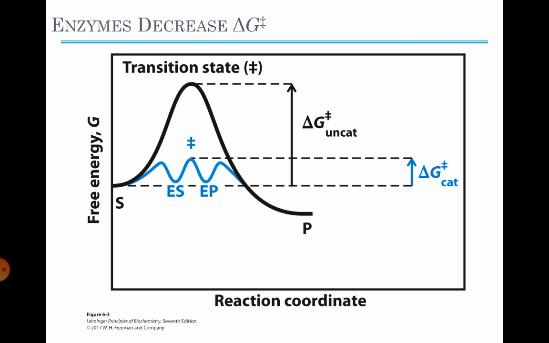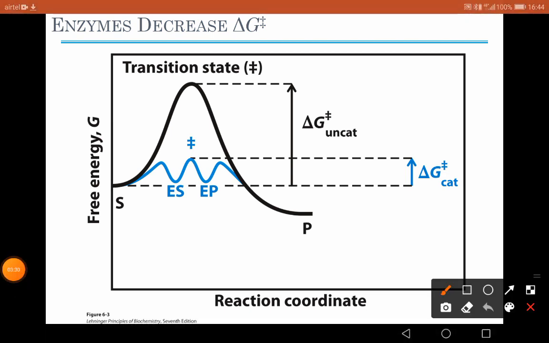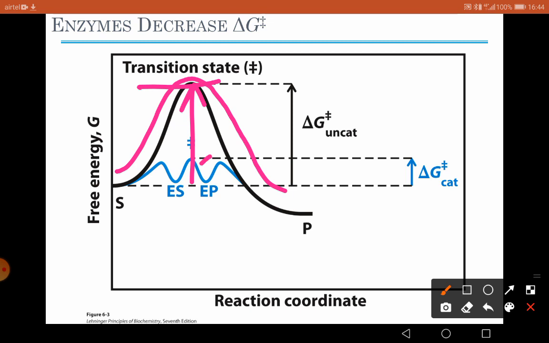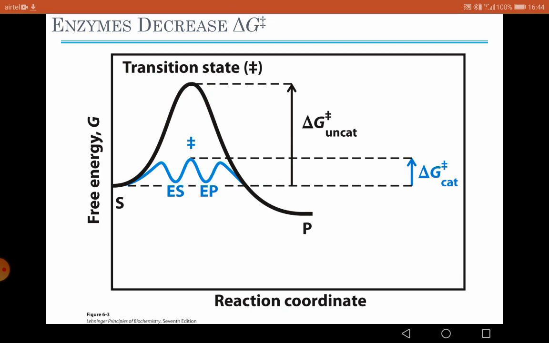So in this reaction in the absence of an enzyme, the energy of activation is more. And in presence of the enzyme, the energy of activation is less. So here we can see a reaction that is shown in blue. It is in presence of enzyme.